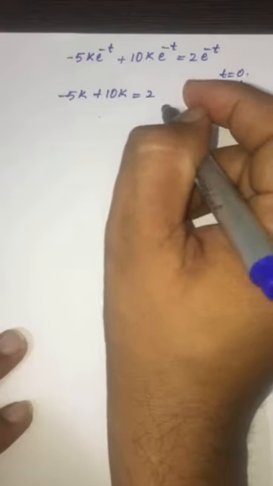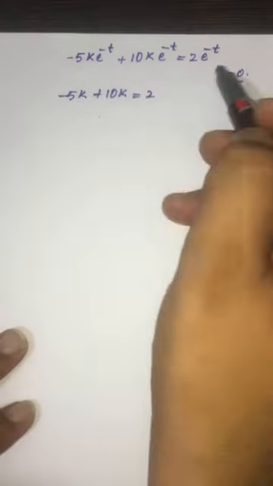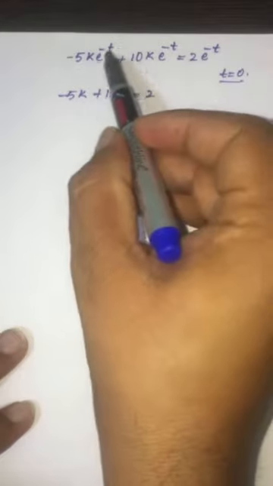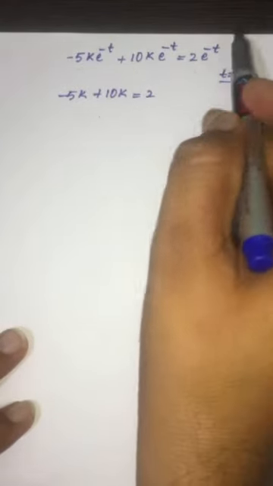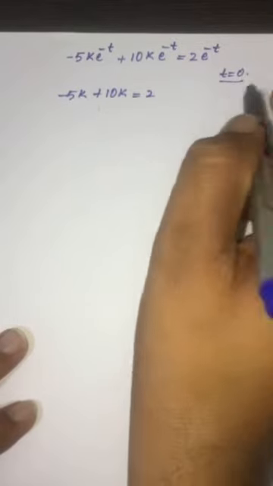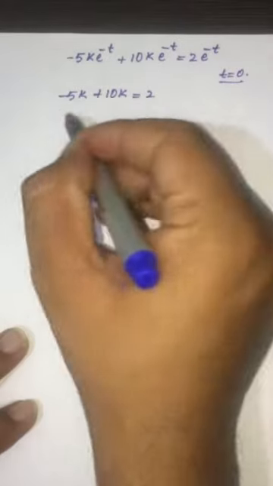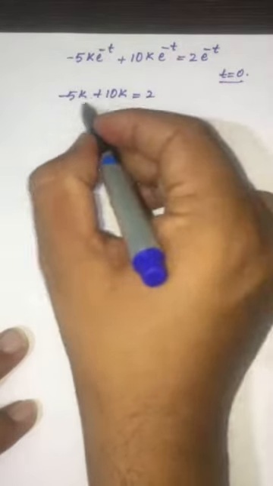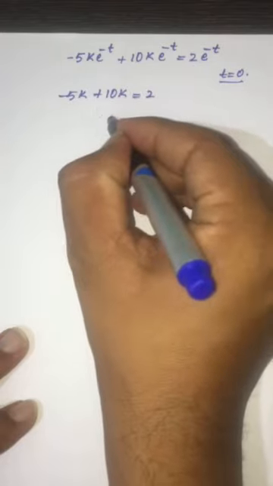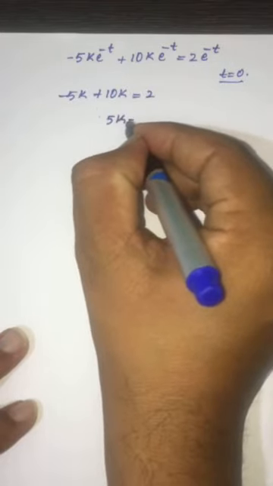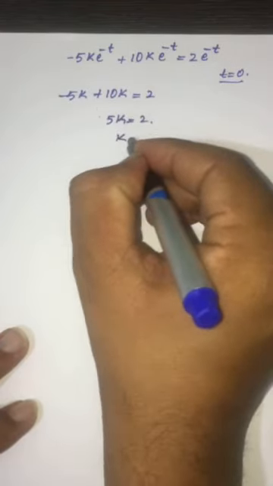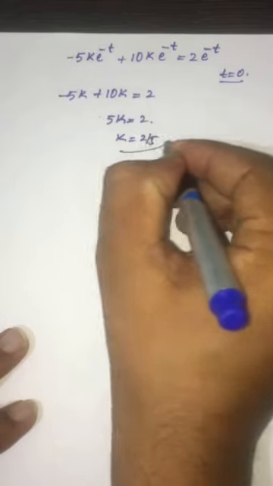Okay, we need to substitute t is equal to 0 in order to find the value of k. Whatever substitution we make in the LHS will also be applied to the RHS, therefore the meaning of the equation doesn't change. If I apply t is equal to 0 in the above equation, this is the equation I am going to get. Therefore, 10k minus 5k is 5k, which is equal to 2. Therefore, k will be equal to 2 by 5.